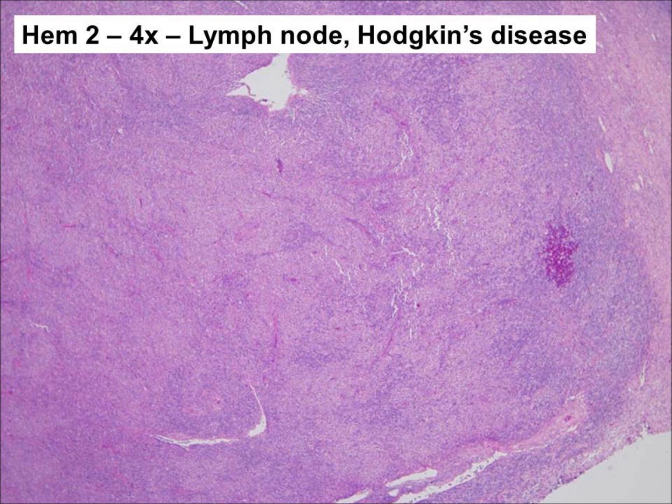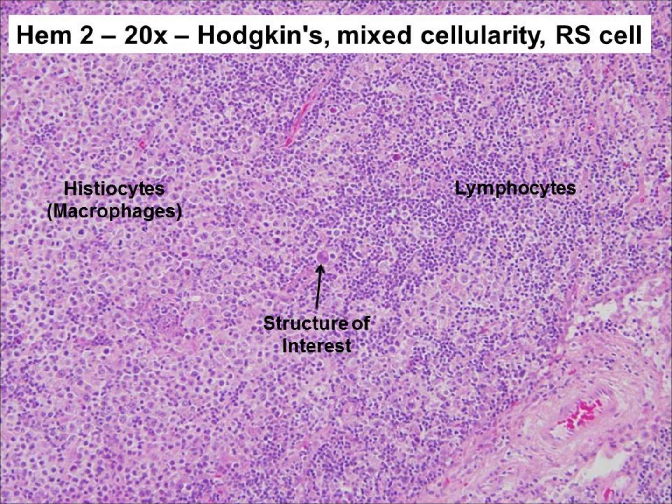However, there are broad regions containing different cell populations. Switch to intermediate power and observe the different cell types that are present. In this figure, you can see a dark staining region containing a concentration of lymphocytes. There are other regions of lighter staining histiocytes, which is simply another name for macrophages. This is indicative of the mixed cellularity subtype.